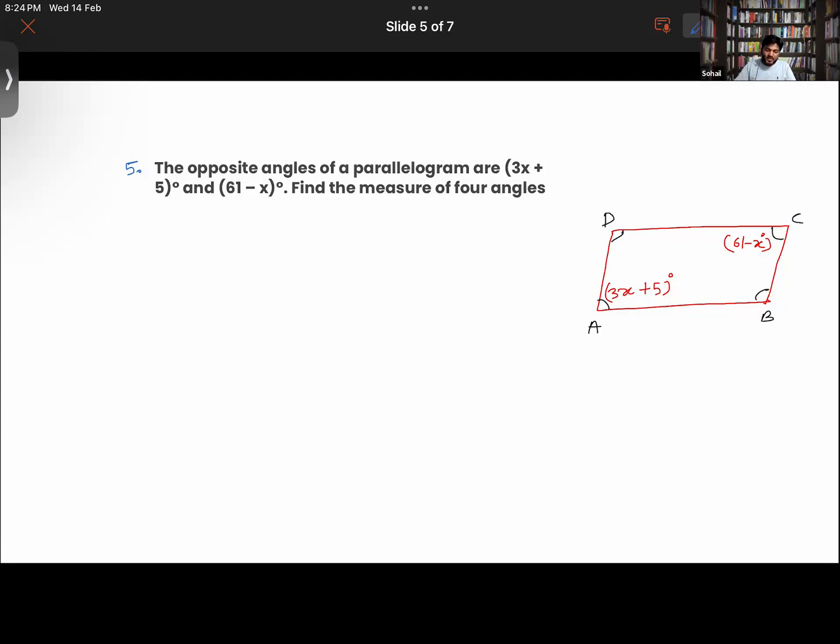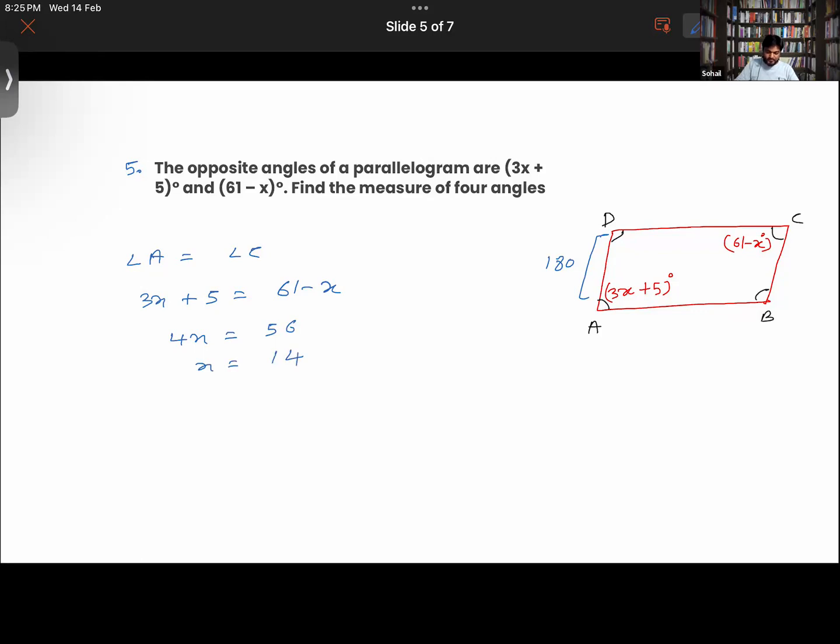First property, we know that the sum of two adjacent angles A and D is supplementary. That is 180 degrees. And we know that the opposite angles of a parallelogram are equal to each other. So simply we equate angle A and angle C. Angle A equals angle C, that is 3x plus 5 equals 61 minus x. So that is 4x equals 61 minus 5, 56, and x equals 14.